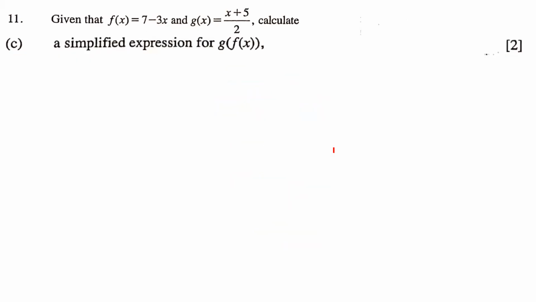Now let's move on to question 11c. We want a simplified expression for g of f of x. This is a composite function. We know that f of x is the baby function and g of x is the parent, so f is inside of g. And so if we do this, we're going to say f of x plus 5, okay?